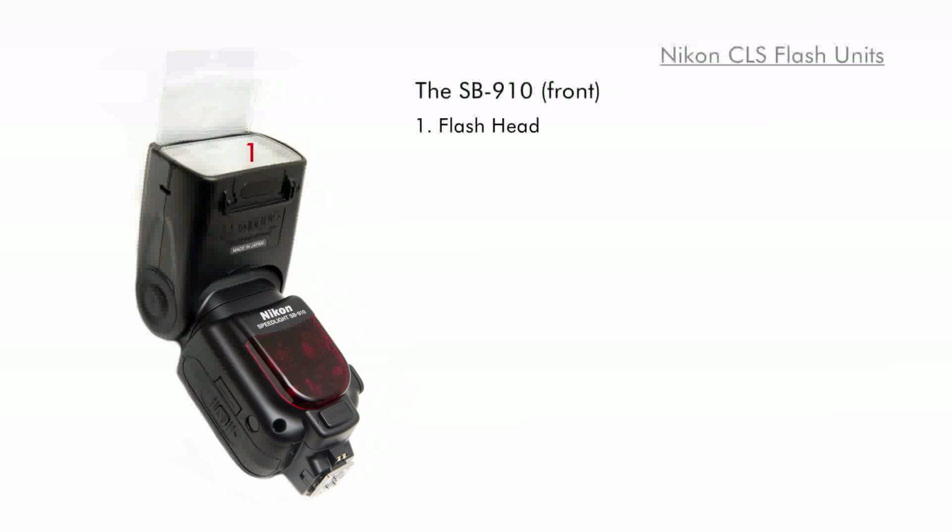The flash head contains the flash tube and reflectors, and the zoom mechanism that shifts their position to change the angle of illumination. The SB910 automatically senses the focal length of a compatible lens on your camera and adjusts the zoom. Pressing this button lets you tilt the flash head down to a -7-degree angle or up to 90 degrees, with click stops at -7, 0, 45, 60, 75, and 90 degrees. You can also rotate the head horizontally 180 degrees to the left or right.